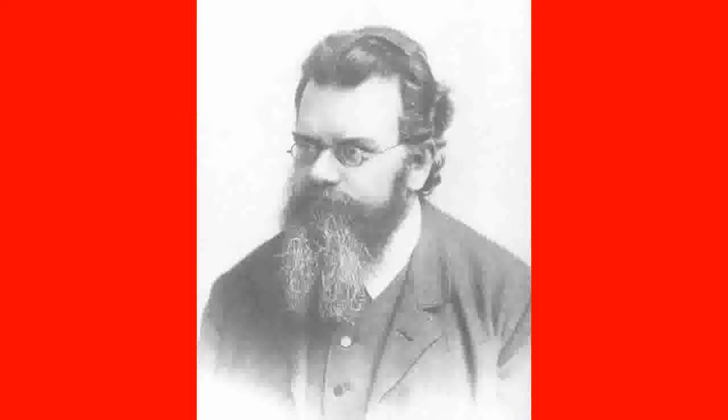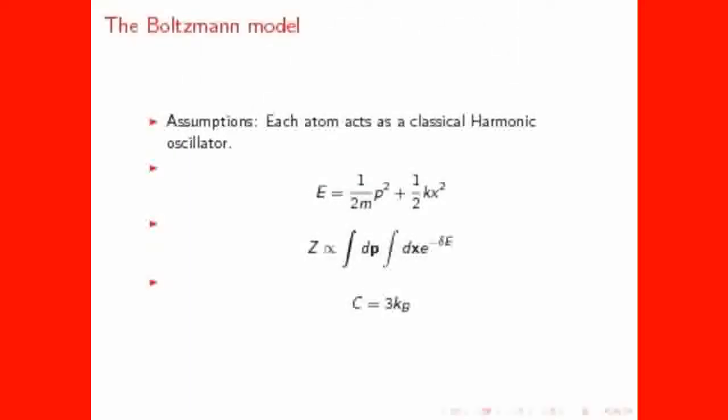In this video we will look at lattice-based models of the specific heat capacity. We start with the simplest of all the models, that of the Boltzmann model. Here each atom is treated as a classical harmonic oscillator, and in accordance with the equipartition theorem we get a heat capacity of 3 kB. This model is clearly crude, since we know that heat capacity varies with temperature.